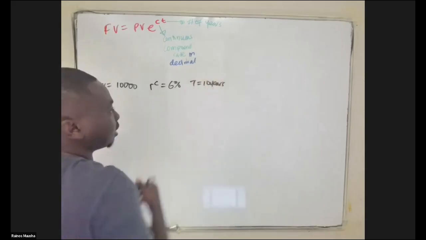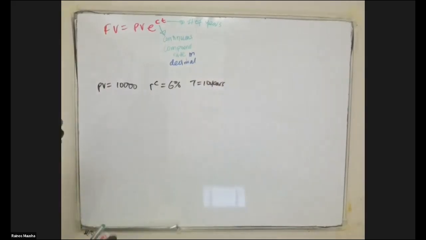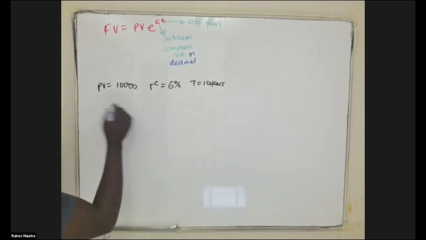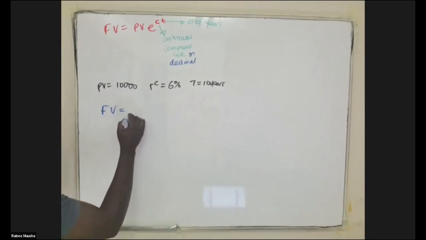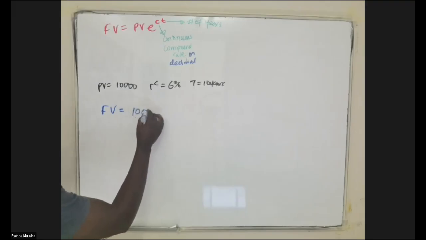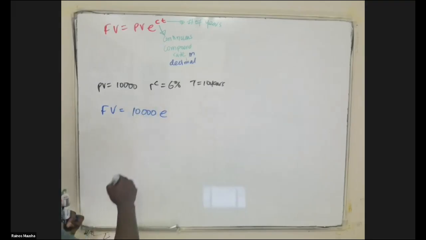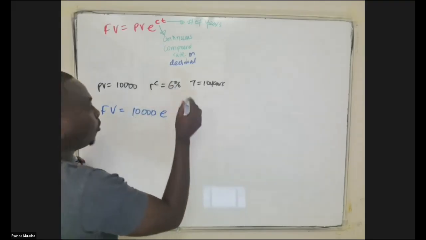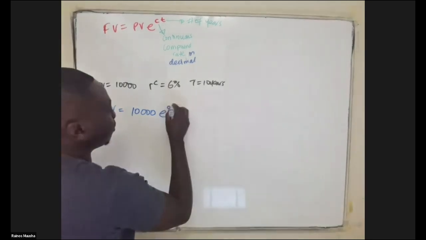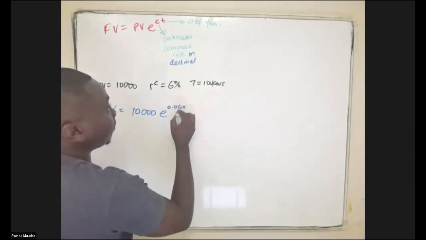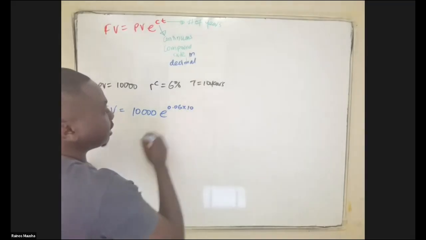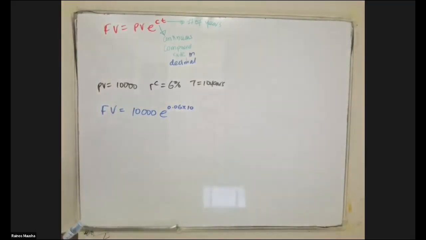So given this information, if they ask you to find the future value, it would mean your future value is going to be your present value of 10,000 multiplied by the exponent of the continuously compounded rate as a decimal of 0.06 multiplied by the number of years, which is 10. And this will give you the future value.